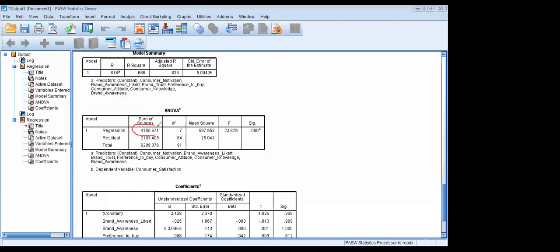Regression. Now look at the score. Regression 4185, residual 2103. Are you all with me? So the regression value is greater than the residual. That means a few other variables are still left out. But it is significant.